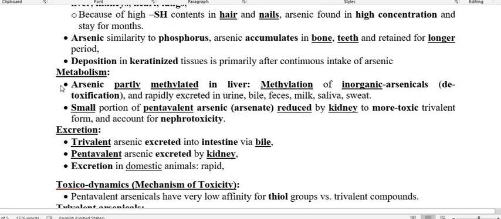And now we have to go through the metabolism. As you know, the main metabolic organ of the body is the liver.